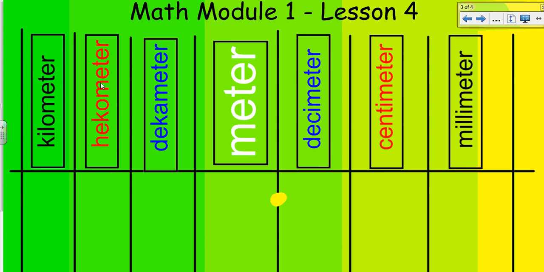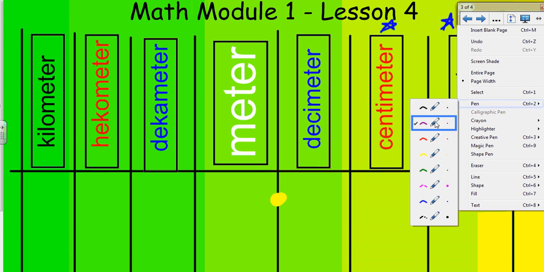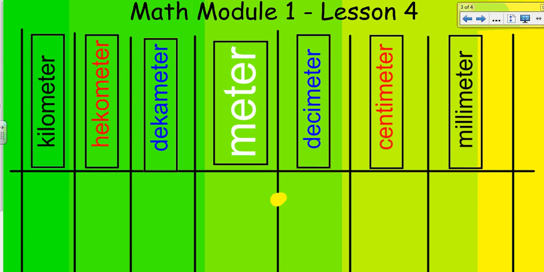But if you look at this, we talked about this here is the kilometer. Okay, here's our meter. We talked about these. Here's your centimeter, and here's your millimeter. These are the measurements that we typically use when we measure things. Okay, so I didn't realize I still had my magic pen on. Okay, but these are the ones.